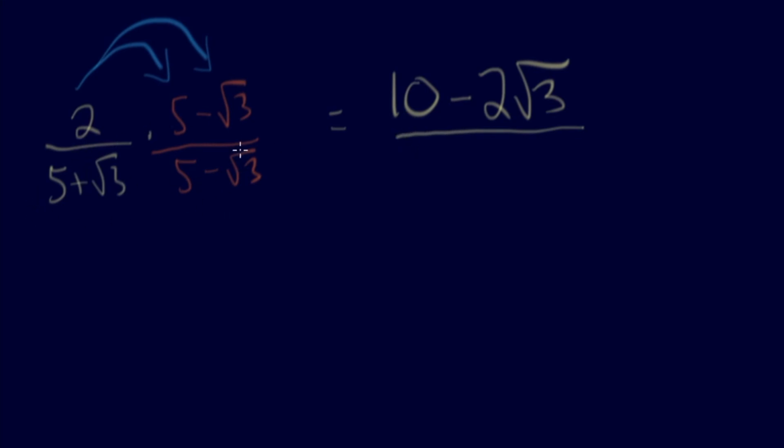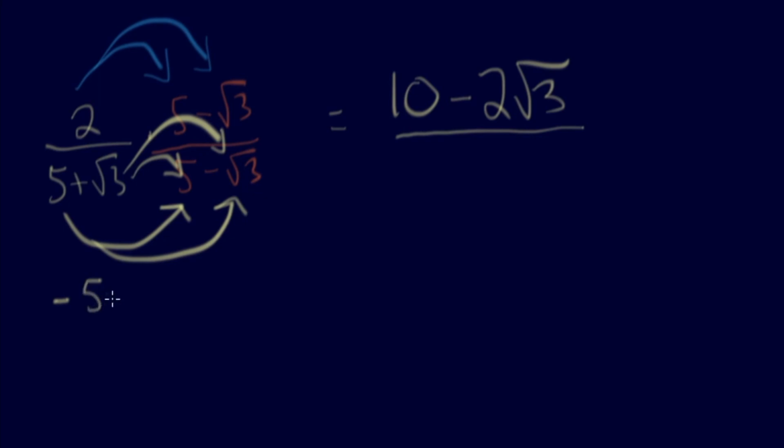This is going to be a little bit tricky, but not too bad. There's a shortcut that we'll talk about, but let's just go and FOIL this. So remember, this is first, outside, inside, and last. If we do that, we would end up getting negative 5 root 3 right there. And then if we did the inside, we would get plus 25.